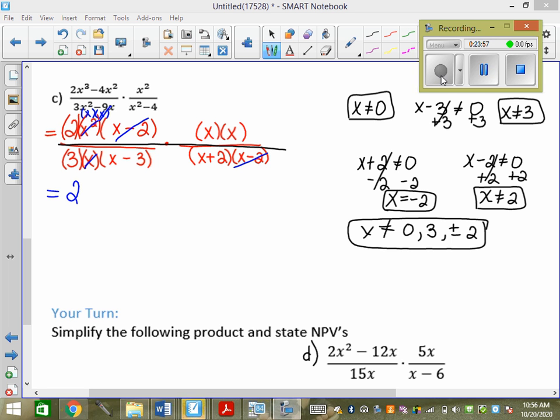So I'm going to go 2, and then I'm going to go x times x, which is x cubed, over 3 times x minus 3, x plus 2. Nothing more cancels. X cannot equal 0, 3, plus or minus 2.